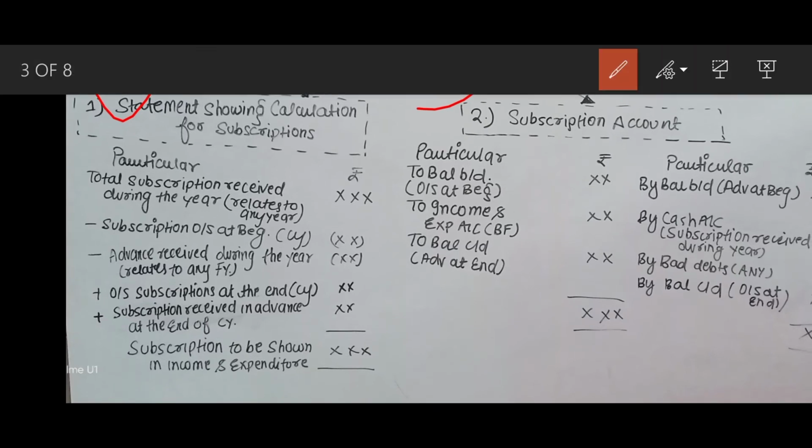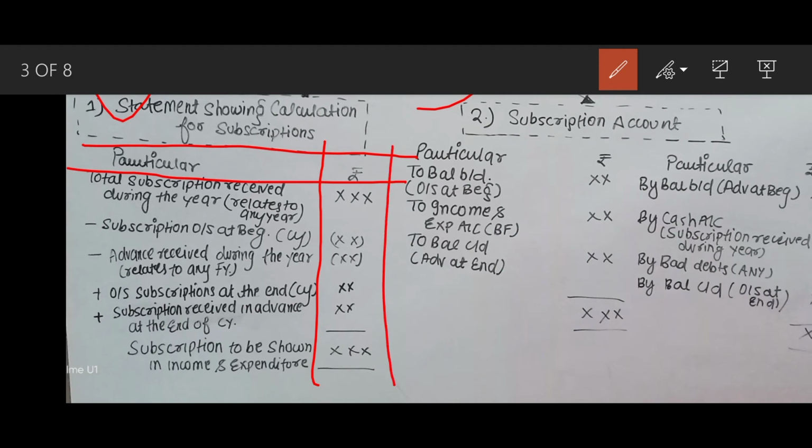So it is a statement, not an account. Firstly you have to prepare a format like this. You have to basically make lines. I have not created lines in my notes. You can get these notes also. Just let me know in the comment section, or you can directly message me for these kinds of notes, right?